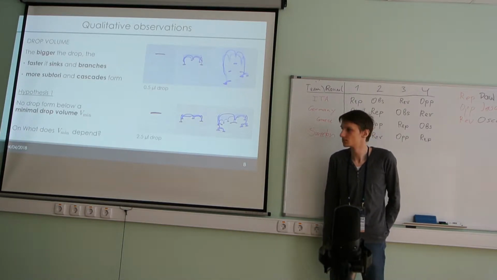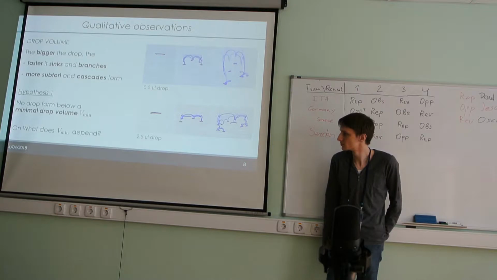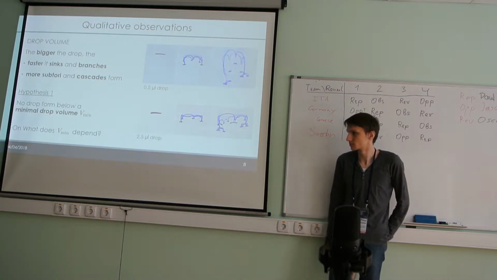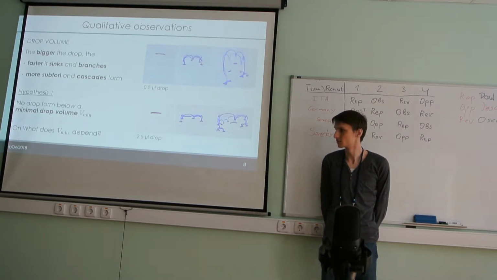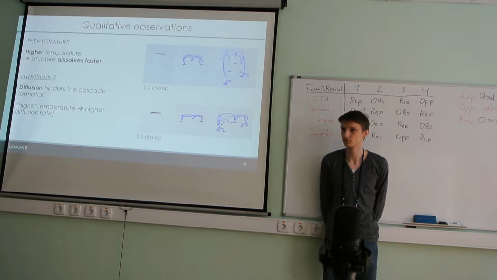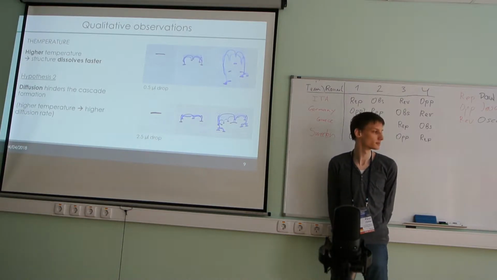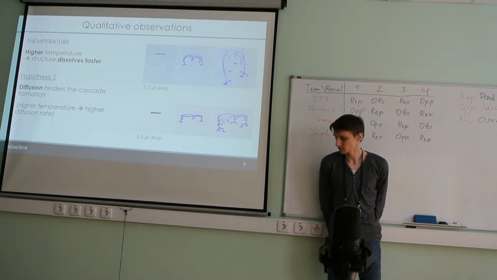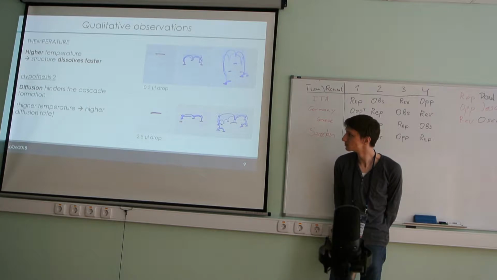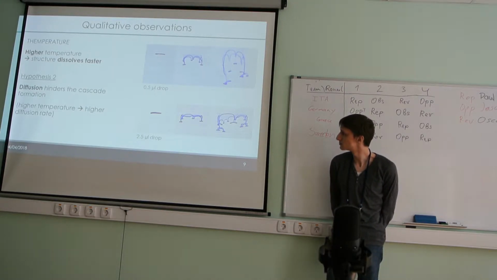Thereby we come to our hypothesis, which is also supported by theory, that there exists a minimal droplet volume below which no droplets can form. And an open question we will address is, on what does this minimal droplet volume depend? So let's consider another parameter, temperature. We observed that at higher temperatures the ink structure dissolves faster. And our hypothesis is that this is due to diffusion in the water, because we have higher diffusion with higher temperature.